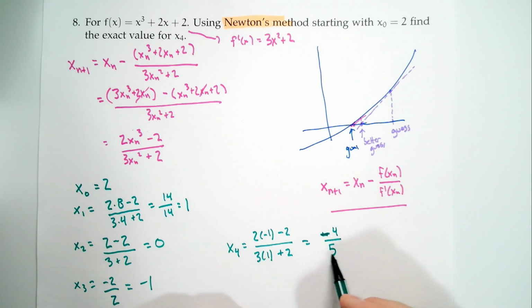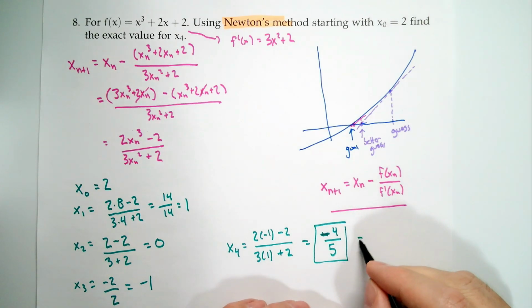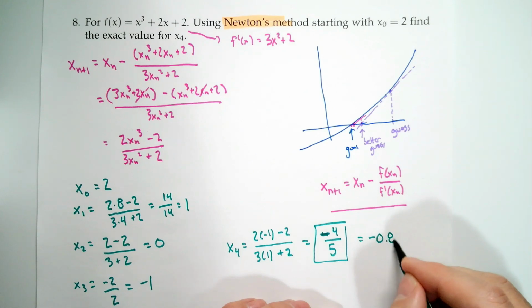3 plus 2 is 5, minus 4/5. And that's our answer for the exact value for x4. If we wanted to, we could even write this in decimal, negative 0.8.